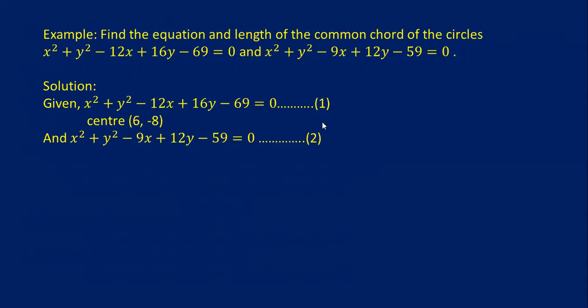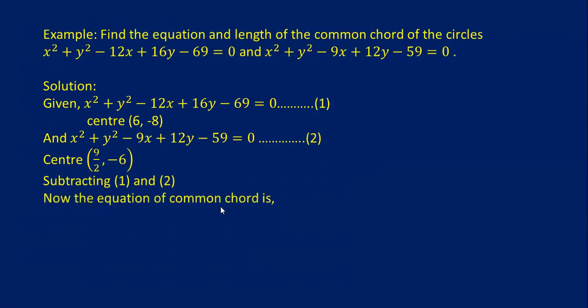Now we have to subtract equations 1 and 2. This is the center of the second equation, minus 9/2, minus 6. If we subtract 1 and 2, then you will get the equation of the common chord. Now subtracting 1 and 2, the 2x² and the 2y² terms will be deleted. That is minus 12x minus 9x.